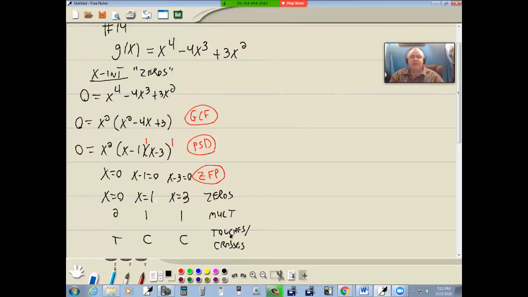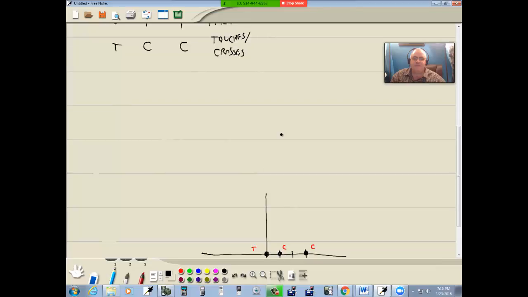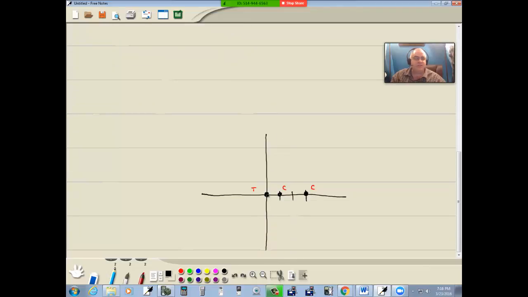Now another item that usually is handy to find, and it's pretty easy to find, is the y-intercept. To find intercepts, you always plug 0 in the other variable, so plug 0 in for x. Now remember, g of x is the same as y, so we've got y is equal to 0 to the 4th minus 4 times 0 to the 3rd plus 3 times 0 squared. And all that drops away and just gives us 0. That's no big surprise. If our x-intercept is 0, then our y-intercept has to be 0 also, because it passes through the origin.